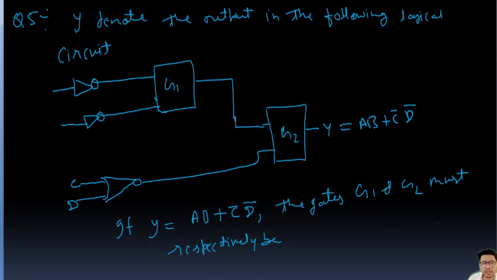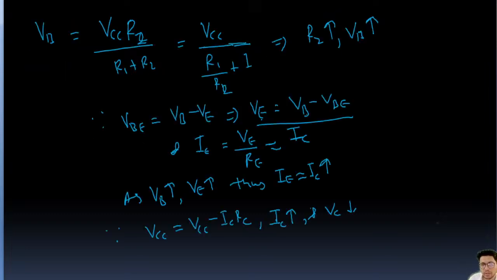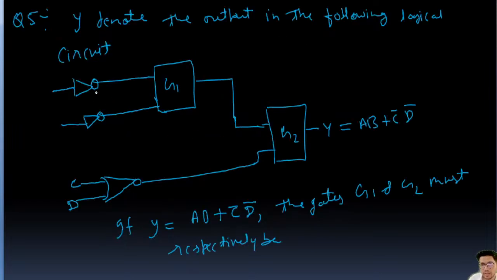And the options are given: OR gate, NAND gate, NOR gate, right? So we'll check one by one. OR and NAND, it is not going to be. We'll check with the NOR gate and OR gate. So here you can check, this is the OR gate. This is A and B. If we go here, it is going to be A bar, and this is going to be B bar, right? Here, if we take option B, that is the NOR gate.